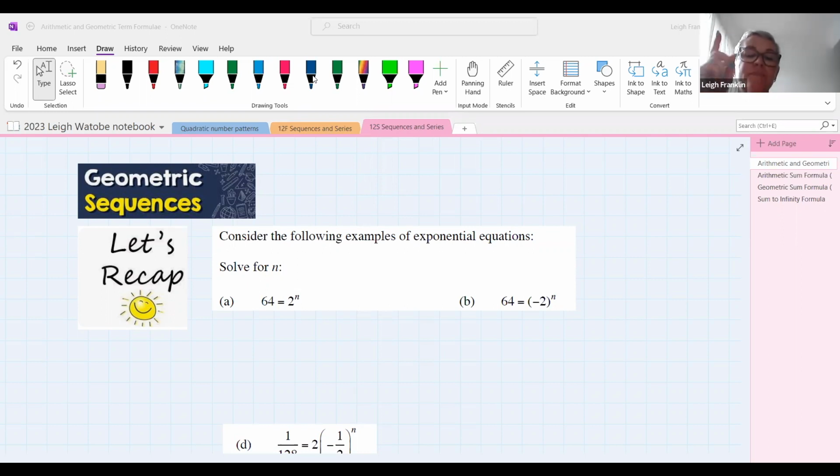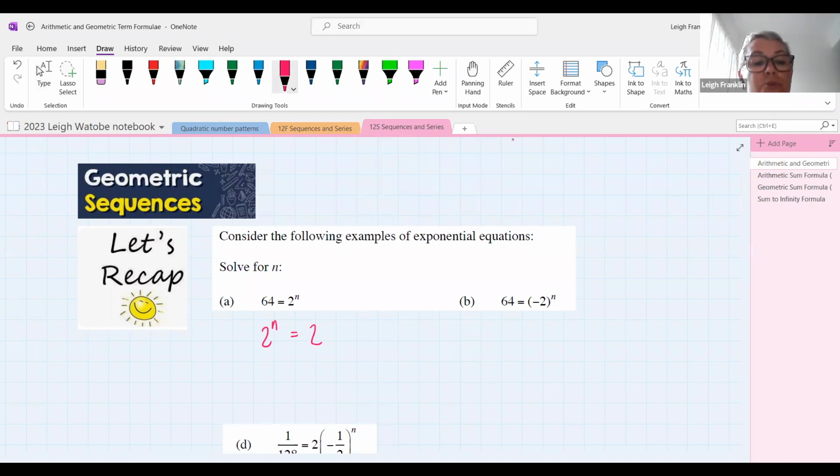Okay, if you haven't done logs, you will be able to use logs eventually, quite right. But the idea is to make the bases the same. Absolutely. Our clue is we need to write 64 as 2 to the power of something. So in this case, 2 to the power of n is equal to 2 to the power of 6. Now that we have equated the bases, we can equate the exponents.